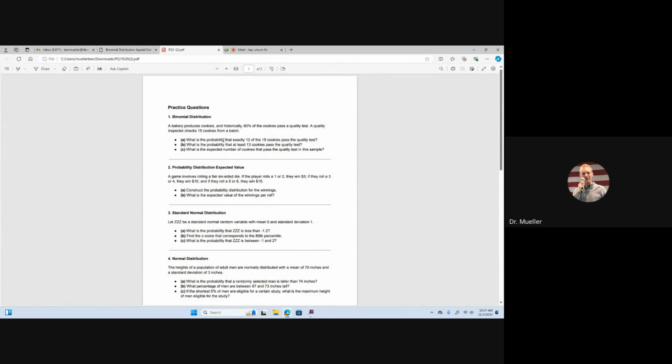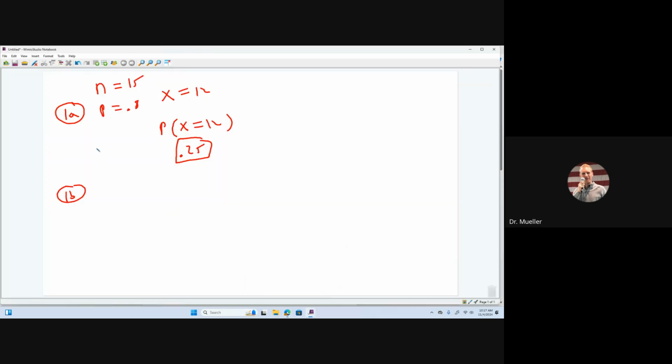1B says, what is the probability that at least 13 cookies pass the quality test? So everything's going to stay the same. n is 15, p is 0.8, but now x is equal to 13. And we want to find the probability of at least 13, so that would be 13 or more. So x is greater than or equal to 13.